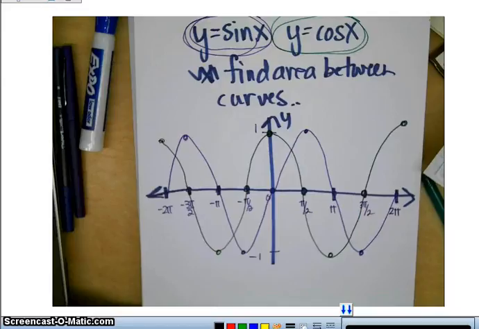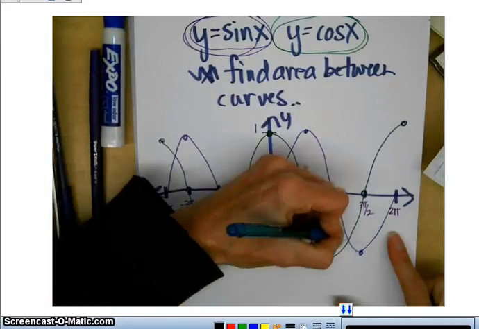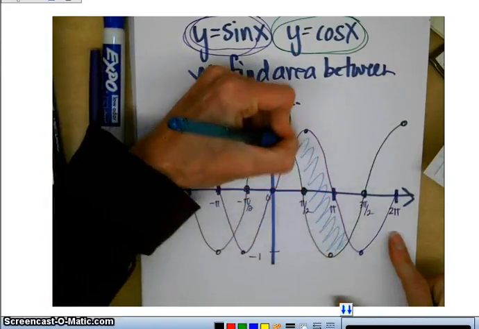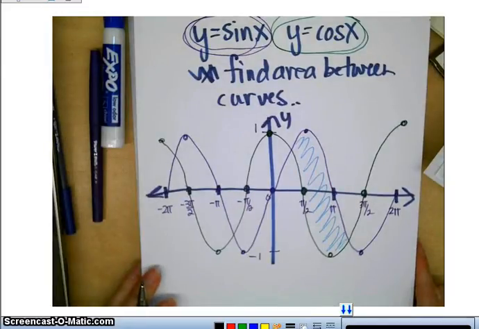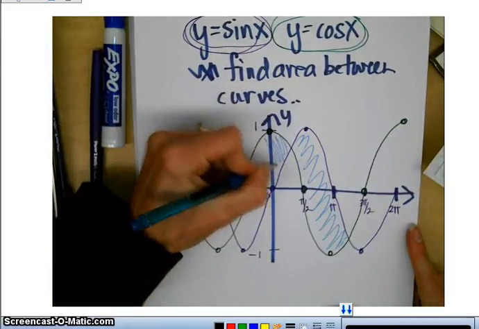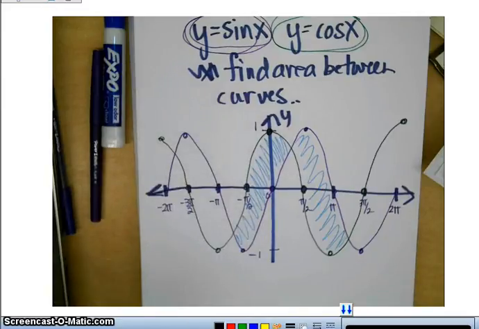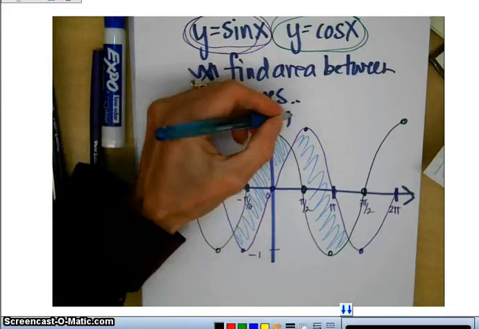So the question is, which area? Don't we have this area right here? Isn't that an area between the two curves? Is this the same shape? What's happened to it? It's reflected over what line?